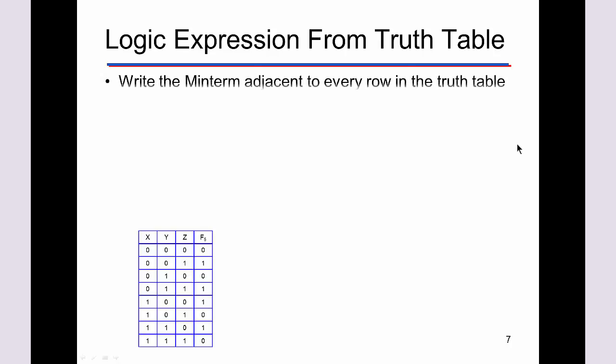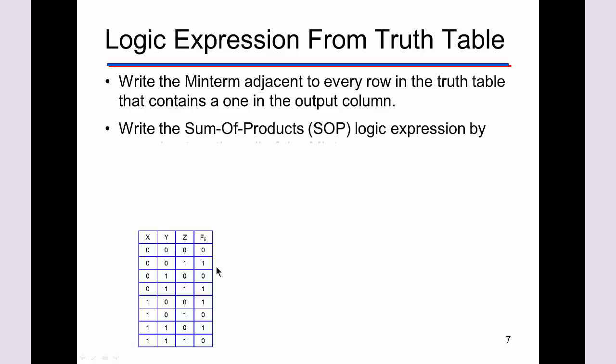In order to make a logic expression from a truth table, we're going to look for each row where we have a 1 on the output column. For each of those rows, we'll write a min term that represents the combination of variables in that row. Then we'll sum those min terms together to get the SOP logic expression.